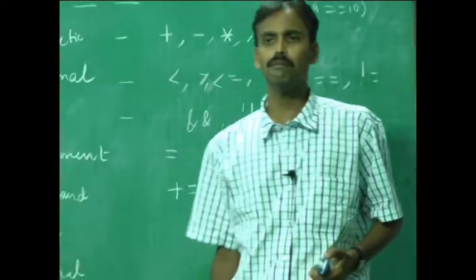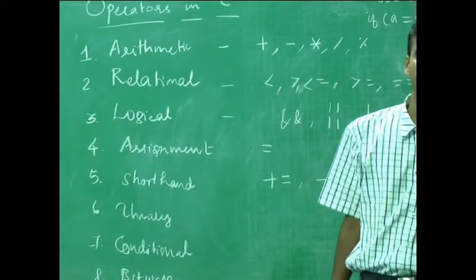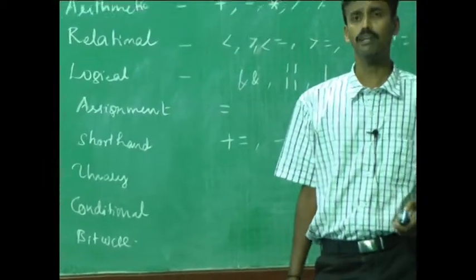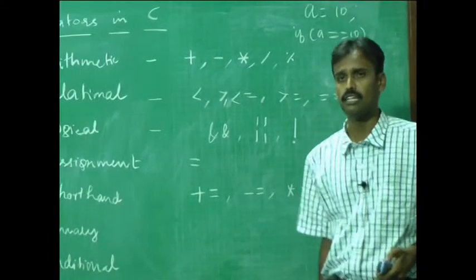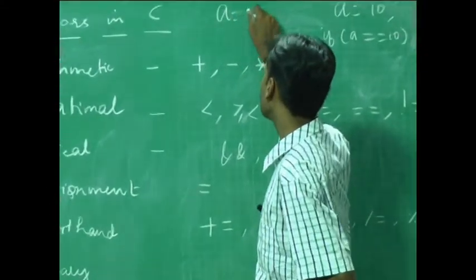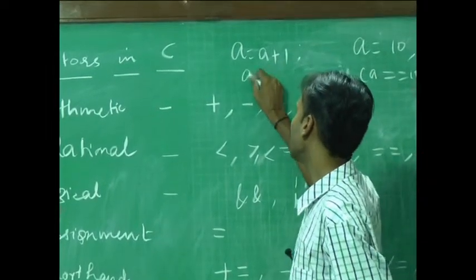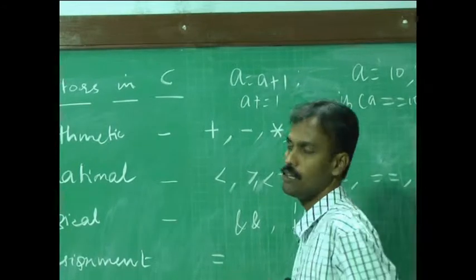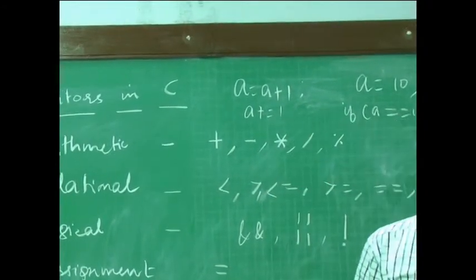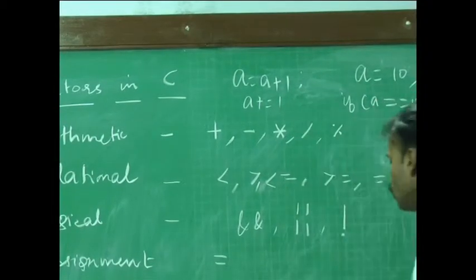Say, for example, there may be a number of situations where I would like to make use of something like a equals a plus 1. Wherever I had to have something like a equals a plus 1, I can simply say that it is a plus equals 1. This is the way to make use of a simple operation called a shorthand operator.